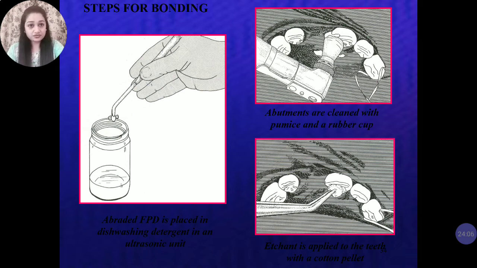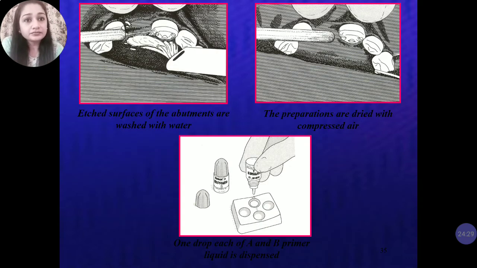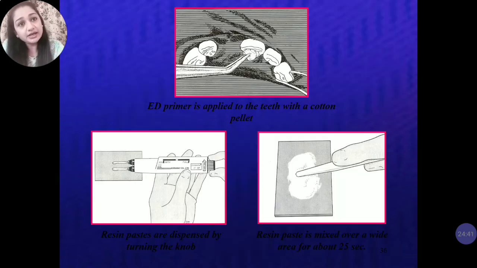So what are the steps for bonding? First of all, the fixed partial denture is placed in dissolving detergent. After that, the abutment teeth are cleaned with pumice and a rubber cup. The teeth are cleaned and air dried. The surface of the abutment teeth is etched. Once etching is done, the tooth surfaces are dried with compressed air. Then the bonding agent is applied.